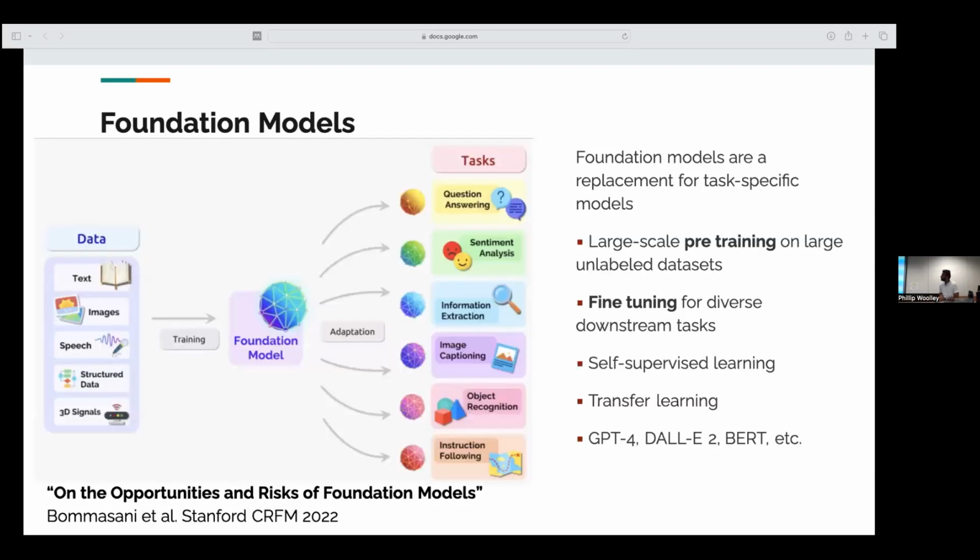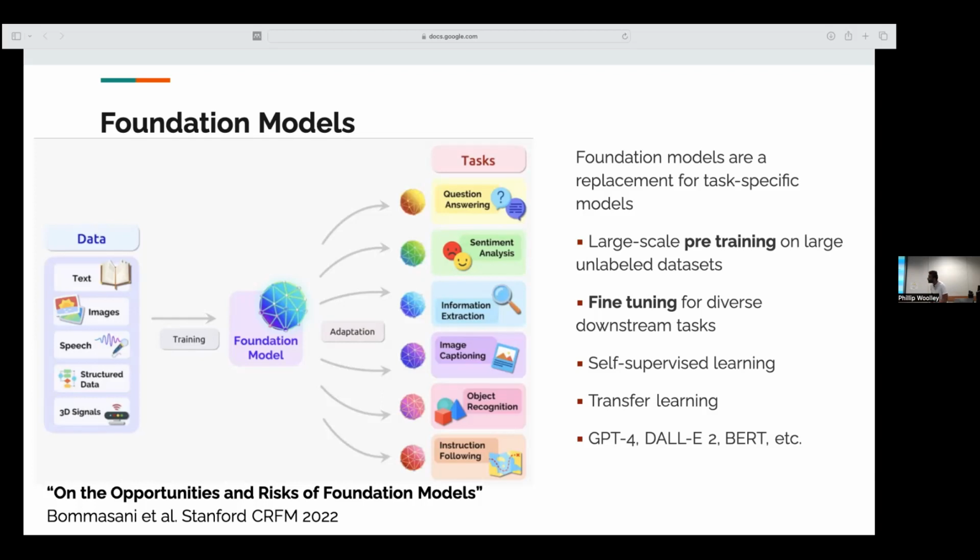Okay, so before we move forward, I want to talk about foundation models. These are the models that are built to replace task-specific models. Before, in machine learning, you had all these different tasks, and for all of them you would train a separate model. For question answering, you would train a model. For sentiment analysis, you would train another. For information extraction, you need another model.